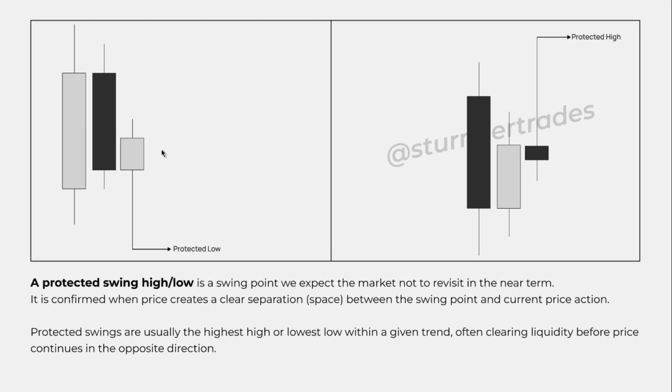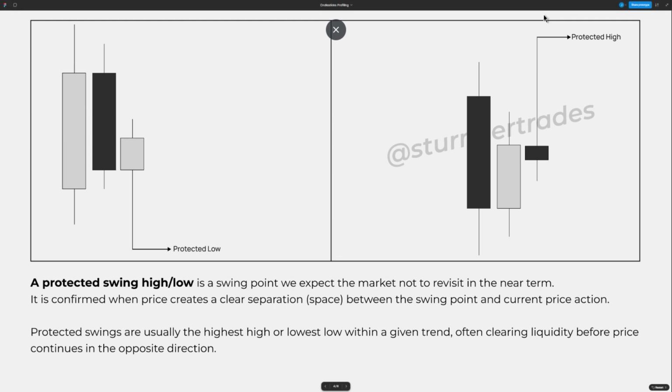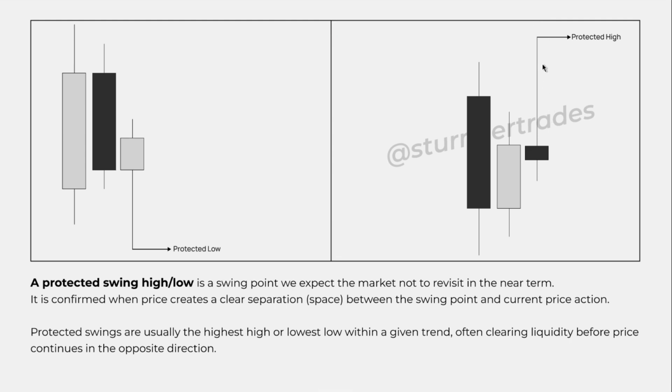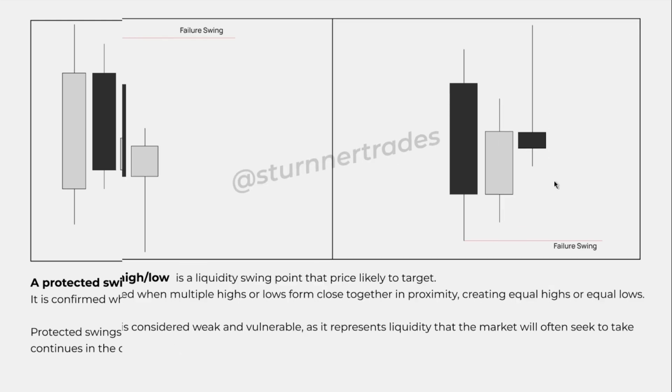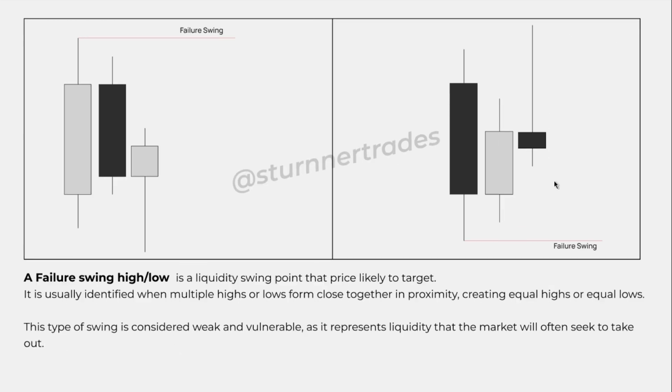Now, the same logic applies in a bearish case, just flipped over. If we get a protected swing high, it's usually because price already cleared liquidity above prior highs and marked the highest point in the current price action. From there, we expect that high to hold and not to get revisited when the new daily candle opens. So the key takeaway here is this: if yesterday left behind a protected swing, today is more likely to respect it. A failure swing high or low is the opposite of a protected swing.